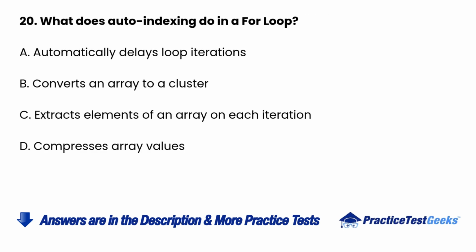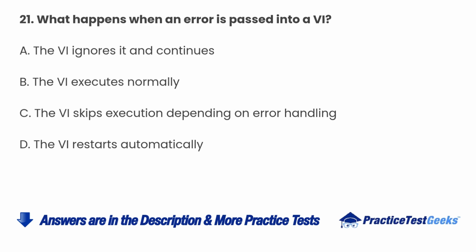20. What does auto-indexing do in a for loop? A. Automatically delays loop iterations. B. Converts an array to a cluster. C. Extracts elements of an array on each iteration. D. Compresses array values.